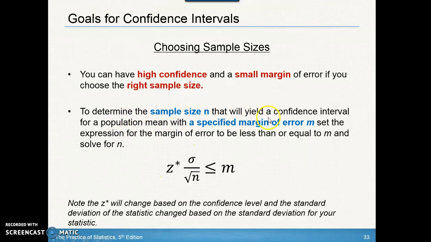We can determine the sample size that will yield a confidence interval for a population mean with a specified margin of error. So basically what we could say is, okay, I know how big I want my margin of error to be. In order to get that size of margin of error, how large does my sample size need to be? So using this portion of the formula, if we know our margin of error, we can fill in the critical z-score, the standard deviation, and the margin of error, and then just solve for the sample size. Remember that the critical z-score is going to change based on the confidence level, and the standard deviation of the statistic is going to change based on the standard deviation of the specific problem that we're talking about.